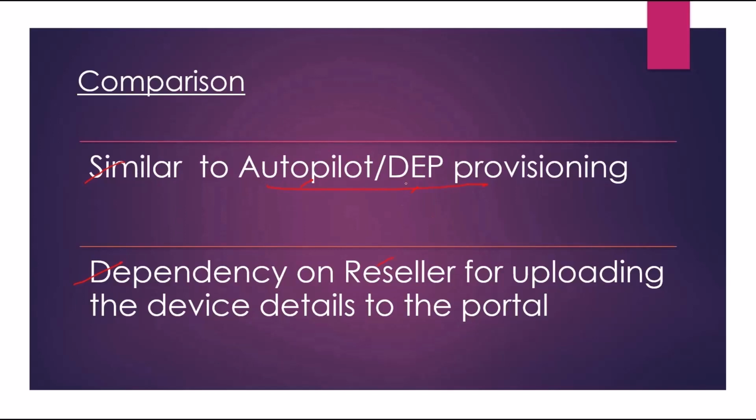In both the cases, we upload the hardware details of the device, may that be IMEI number, serial number, or the hardware hash, whatever the case may be, and then we create an Autopilot profile or a DEP profile and assign it to that device. Similarly, in this case, we will be creating a configuration profile and assigning it to our device, and then that profile contains information of the MDM.